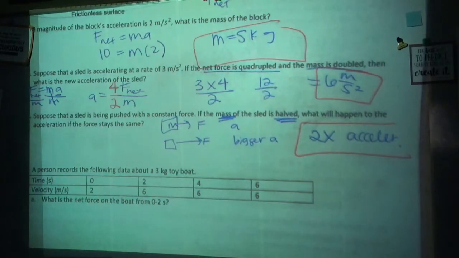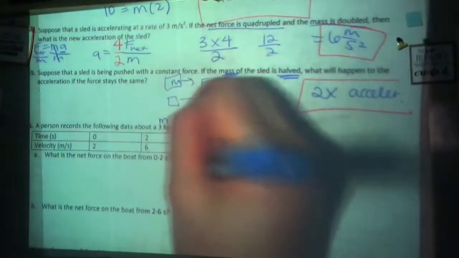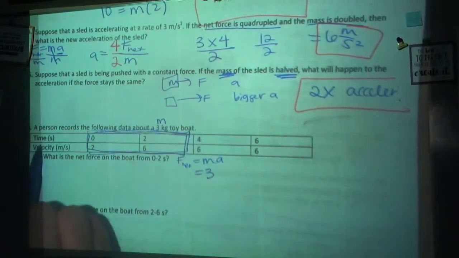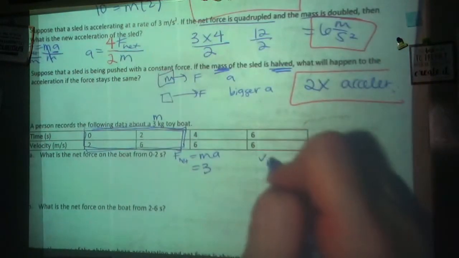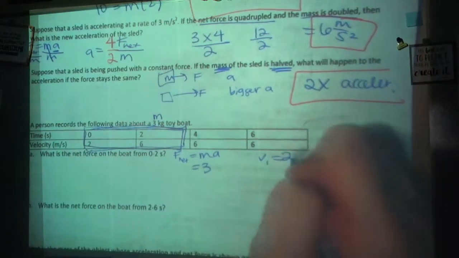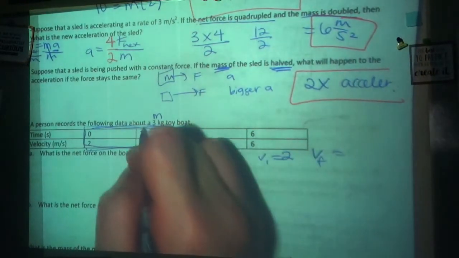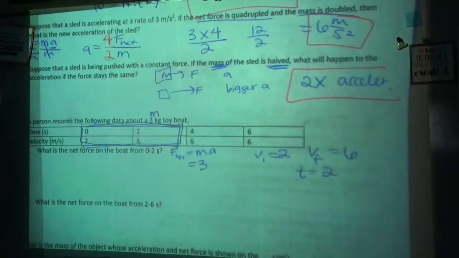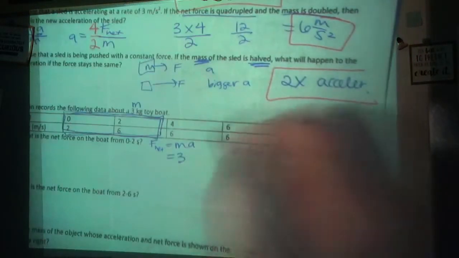And 36, so a person records the following information about a 3 kilogram toy boat, that's my mass. I want the net force from 0 to 2 seconds, so net force is mass times acceleration, you know mass is 3. Now I just need to know my acceleration from 0 to 2 seconds. So what we've been given is velocities in time. My initial velocity at the beginning is 2, and then after the 2 seconds, that final velocity goes to 6. And from 0 to 2, 2 seconds has passed, and I want to find the acceleration using this information.